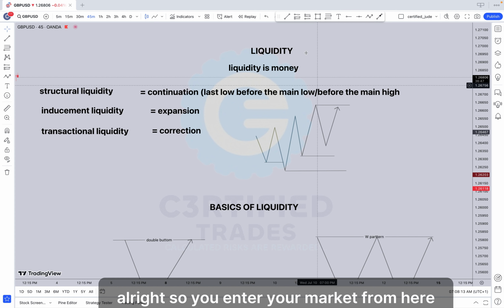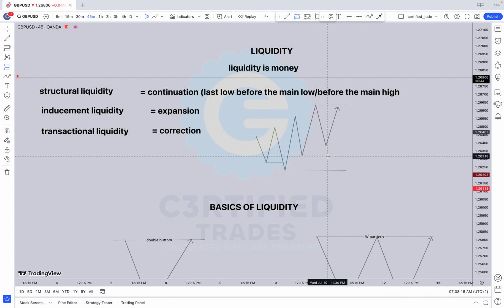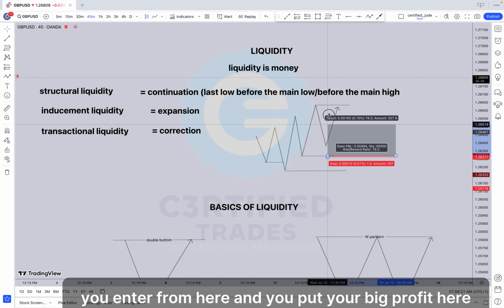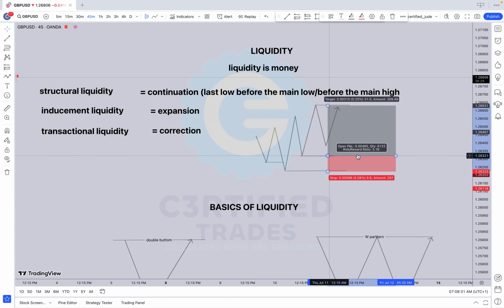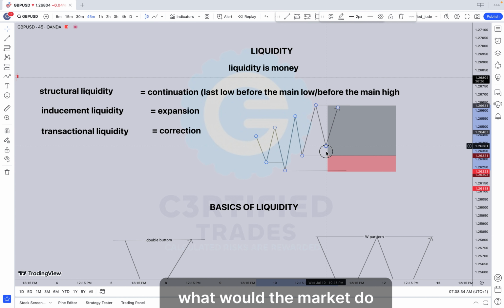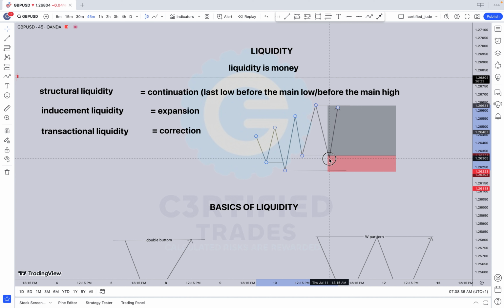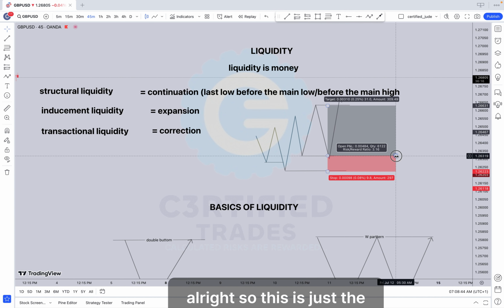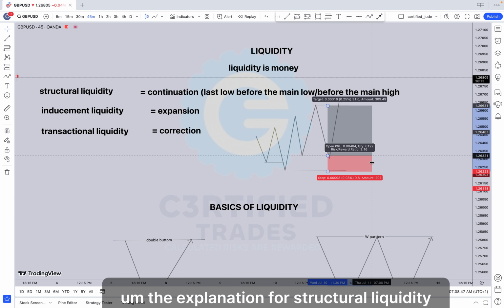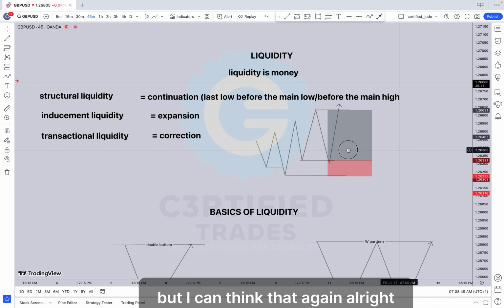You enter your market from here. You enter from here and put your take profit at this last high, and your stop loss will be here because this low is protected. Then what would the market do? The market will just come here and boom, up. So this is the explanation for structural liquidity. I don't know if you understand that, but I can take that again.